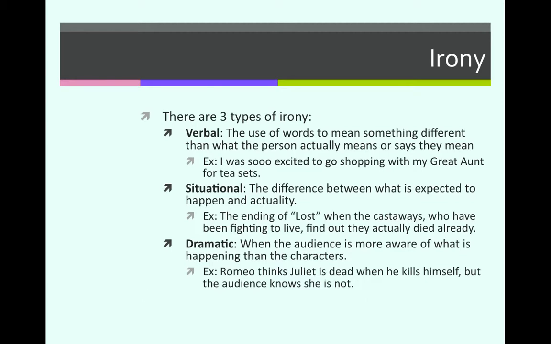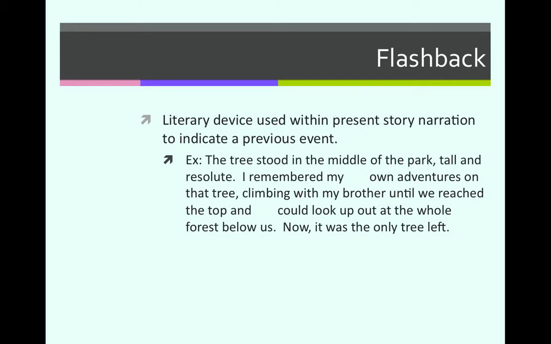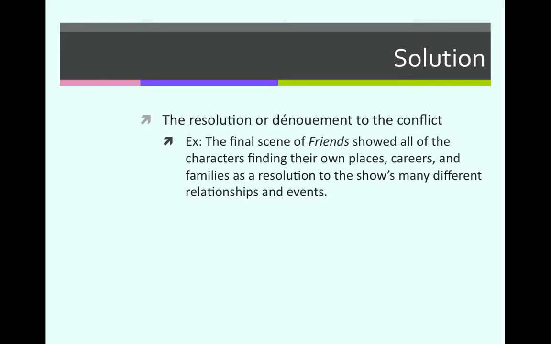And then dramatic irony is the most common in literary text. So this is where the audience is more aware of what's happening than the characters are. So, for example, when Romeo kills himself, you as the audience know that Juliet is only sleeping. So that would be dramatic irony. Foreshadowing is when an audience gets to preview a future event or conflict through an advanced sign or warning. And then the opposite of that, of course, is a flashback, which is where you look back in the story to a previous event and it adds something to the narration or the plot.